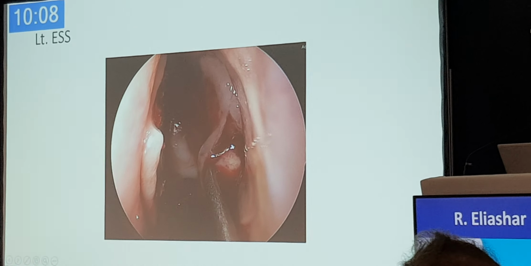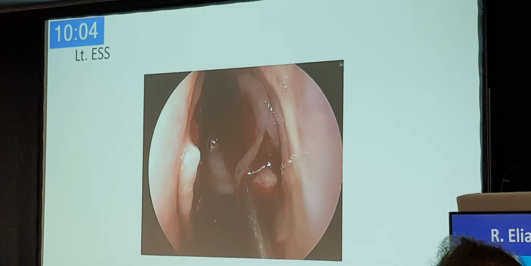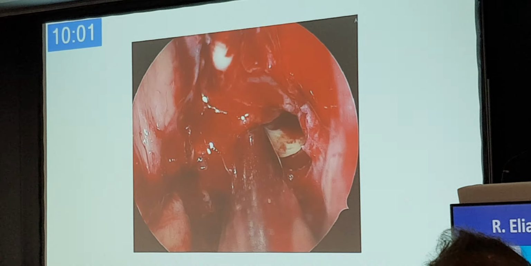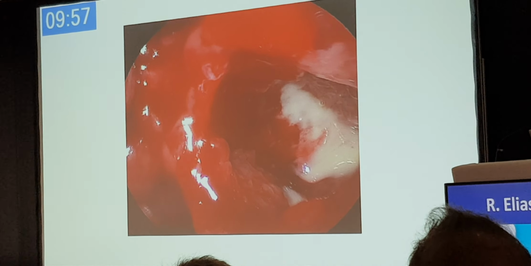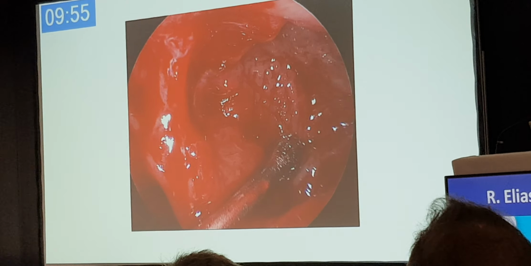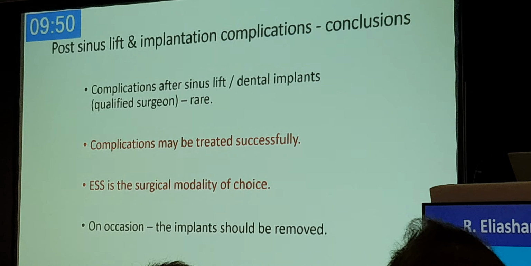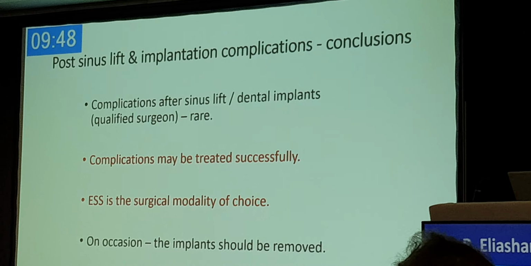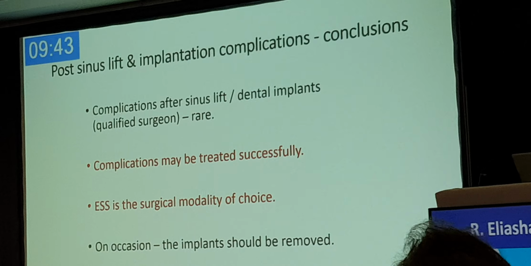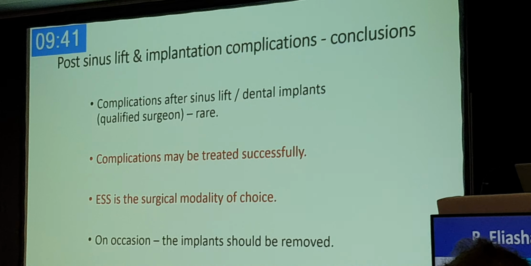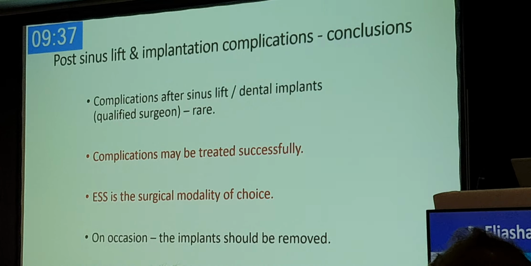So we took her to the OR, and you can see the pus coming out as soon as you open the uncinate process. Everything was full with pus and bone chips, a very inflamed mucosa. They were cleaned, and she is okay. So in conclusion, complications after sinus lift and dental implantation, when the dental surgeon is qualified, are rare, and complications were treated successfully. Endoscopic sinus surgery is the surgical modality of choice, and on occasion the implant should be removed, but you can save many of them.